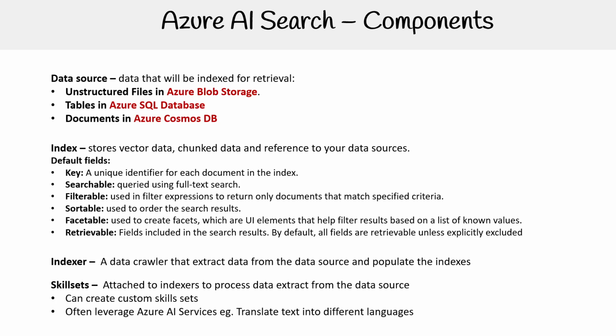I didn't list it here, but you can run your indexer on a schedule. So you can import it once, or you can tell it to run on a schedule based on particular terms and things like that. But yeah, that is the basics of Azure AI Search. And there you go.